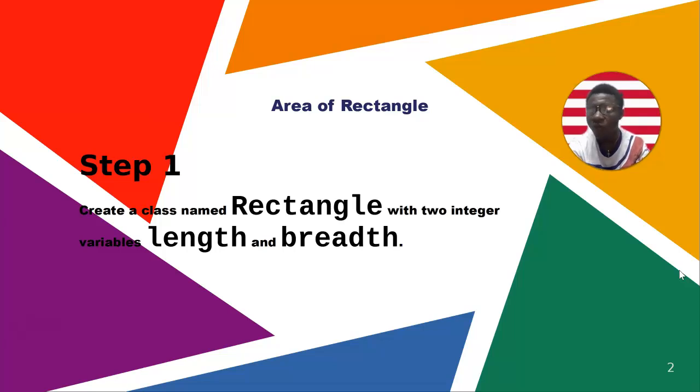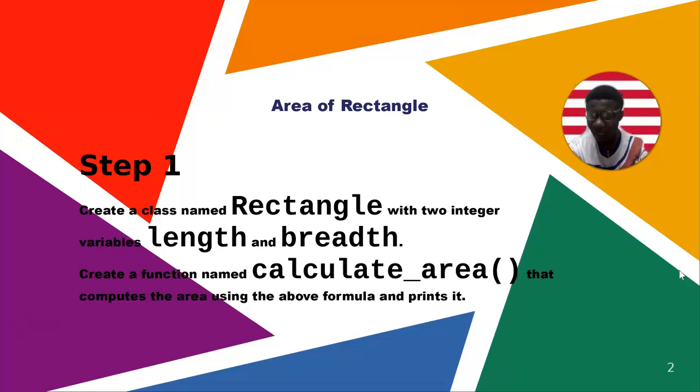So now we move to the second option. We will create a function. After creating a class named rectangle, we will also create a function named calculate area. That will be our function name that will compute the area using the above formula, which is length and the breadth. Then we move again to our step 2.